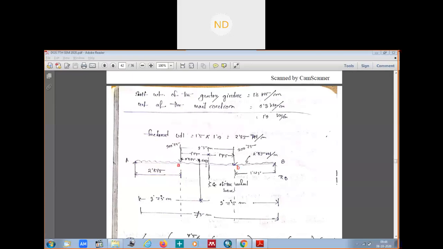Now, how will you get this now? We have found out the factored load. A and B are the two wheel loads.